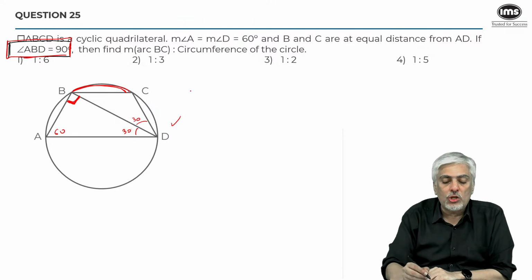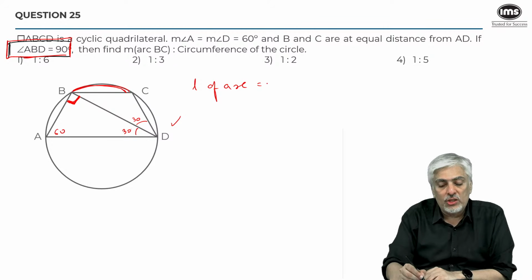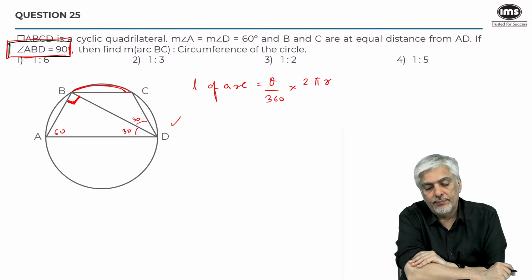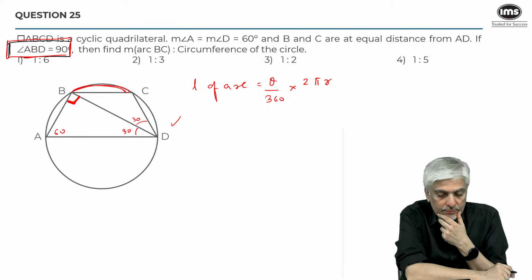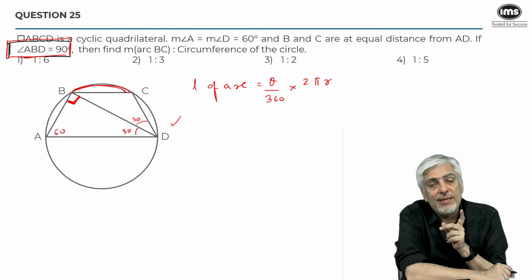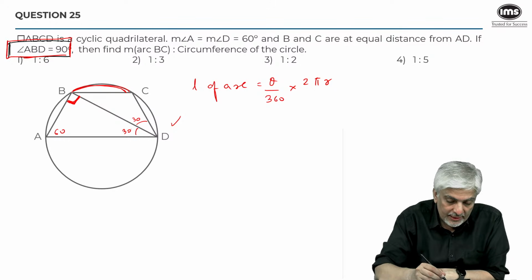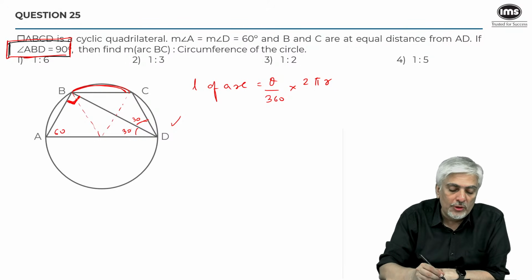Now, for length of arc, what is the formula for length of arc? Not needed, but just explaining. Length of arc is theta upon 360 into 2 pi r. Right? But theta should be at the center. So at the center, if this angle is 30, how much will be this angle?